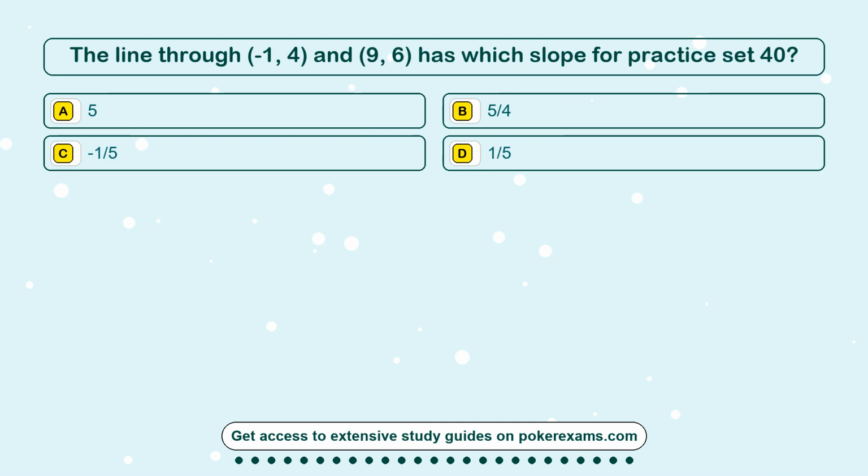Question 13. The line through -1, 4, and 9, 6 has which slope for practice set 40? Option A 5. Option B 5/4. Option C -1/5. Option D 1/5.